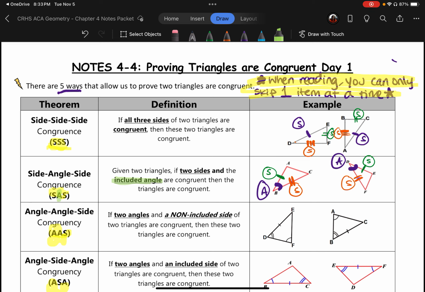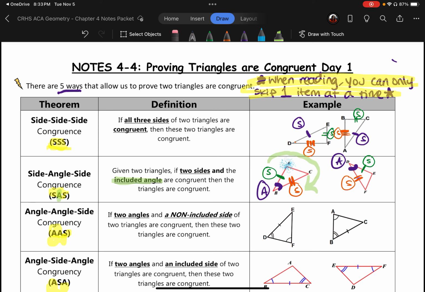So if I look at this first triangle right here, I can start at the green S or the orange S. And so let me talk to you about the two ways you can read it, okay? I can try to read it going from the green S to the orange S, but notice what happens. If I try to do that, I'm skipping, and we're going to count here, I'm skipping this angle right here.